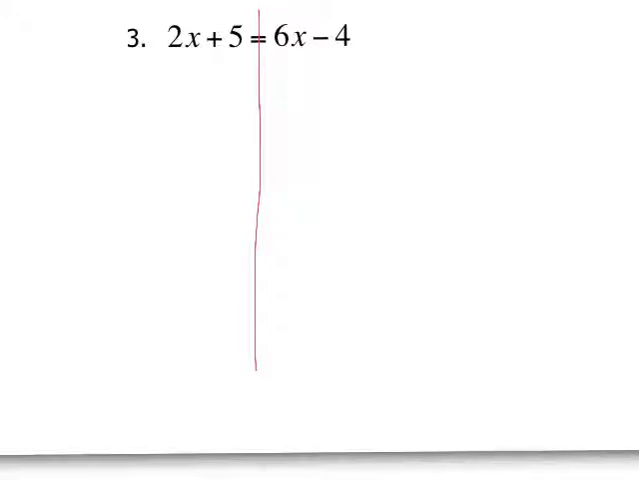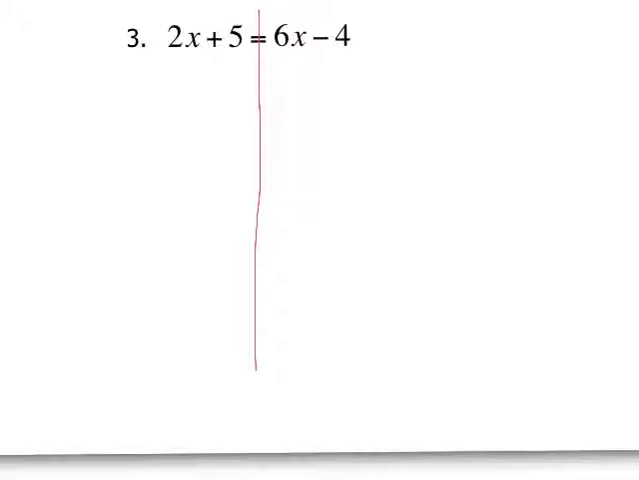So don't write anything yet. Let me ask you a question. Do you think it's going to be easier to take the 2x over? So minus 2x, 6x minus 2x is 4x. Or do you think it's easier to do it the opposite way? So if I take 6x over, so minus 6x, 2x minus 6x is negative 4x. Who said that? Okay, Mariah, why do you think minus 2x is better? Because then if you subtract 2 from 6, it's a positive number.